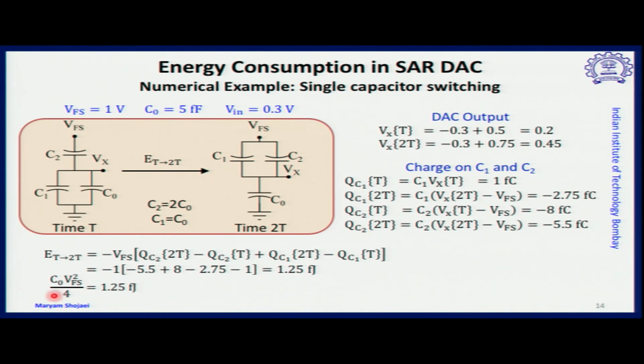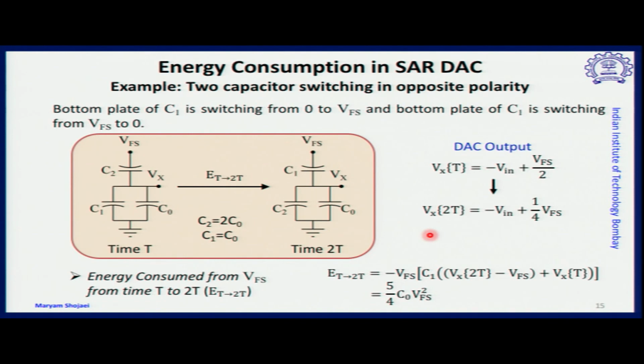Notice this energy dissipation is proportional to C0. So if I increase C0 to say 20 femtofarad to have a larger capacitor to improve the behavior of the DAC with respect to mismatch issues, correspondingly I will increase the energy consumption by a factor of 4. So now what will happen if we have 2 capacitors switching?